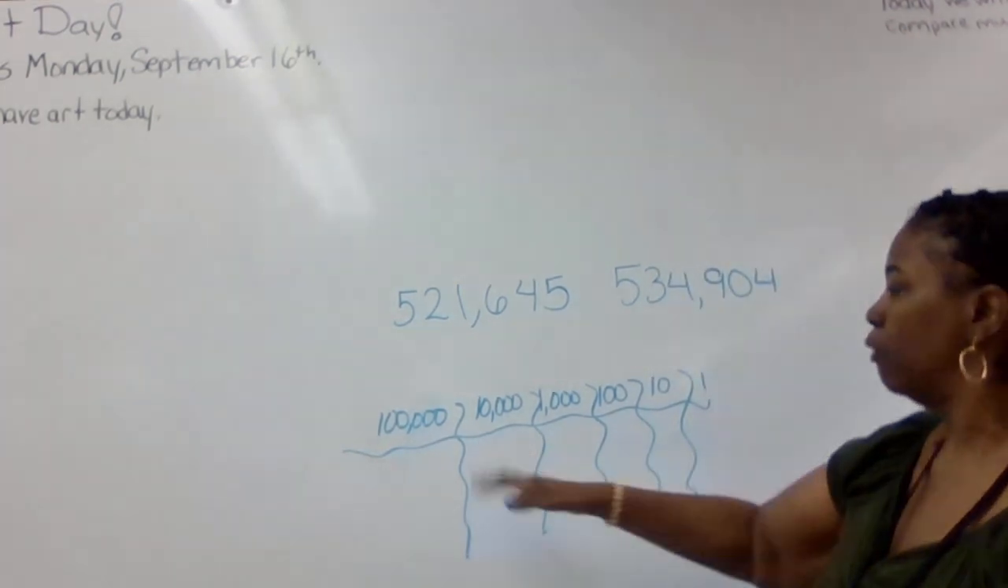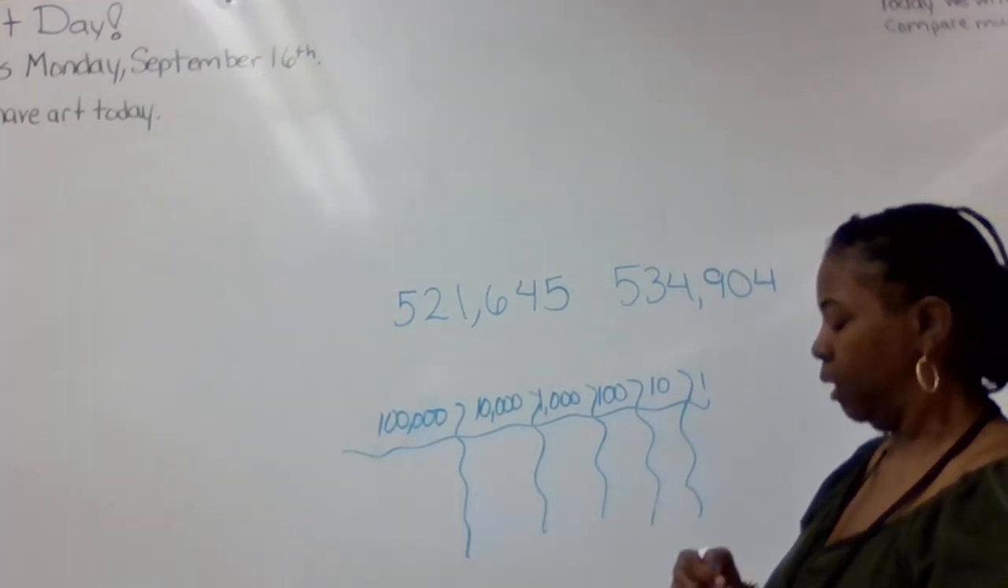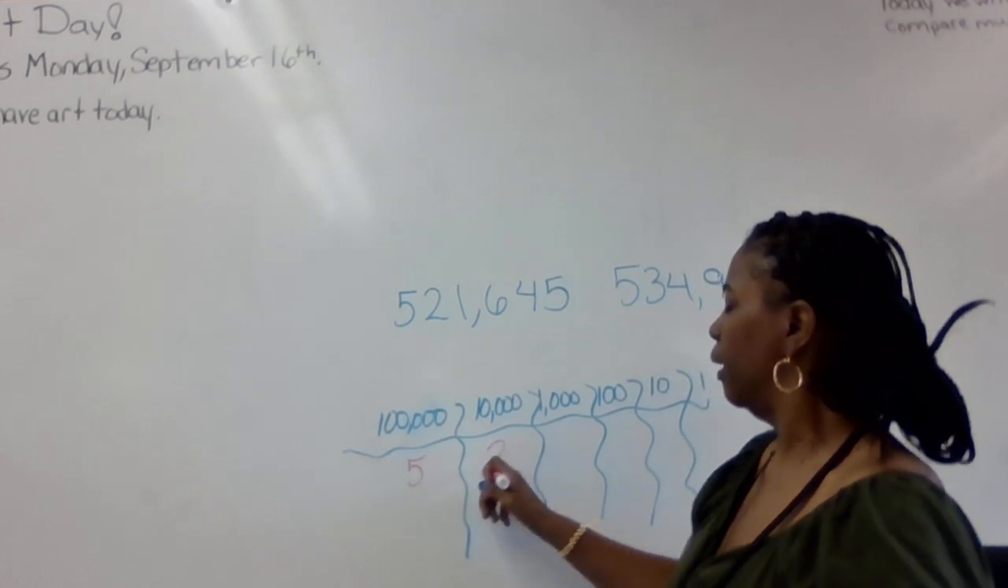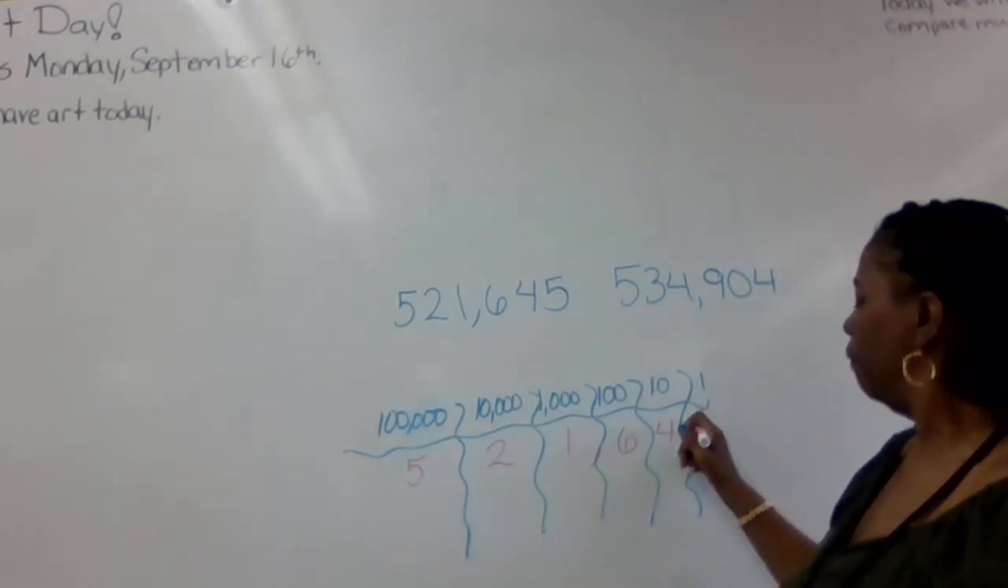So here's our place value chart. And our 5 is in what place? The 5 is in the 100,000s place. So I'm going to put my 5 here. Everything else will fall in line. Don't forget your comma. 645.